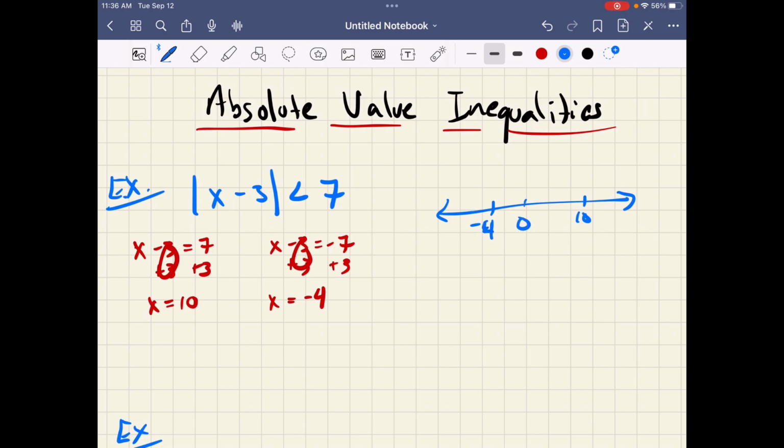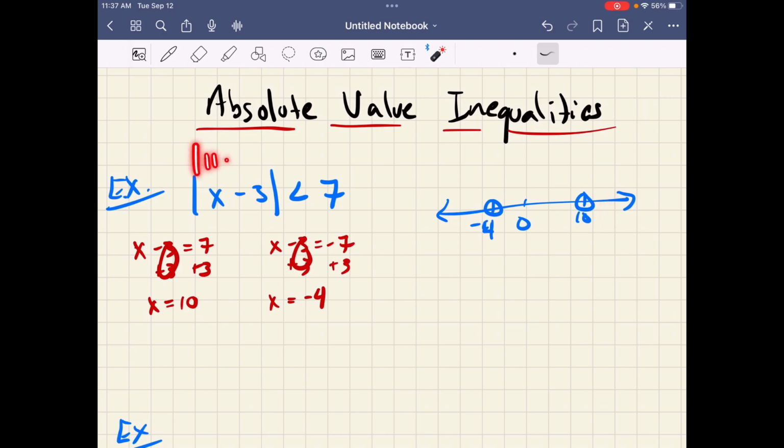Now, I know I'm going to use open circles on the negative 4 and 10 because here I have the less than sign without the or equal to. So that's why I'm going to use an open circle here. So now I'm going to choose a number that's larger than 10 because I want to look for a number that's in this area, right? So let's say I pick 11. So I'm going to come over here and plug in 11.